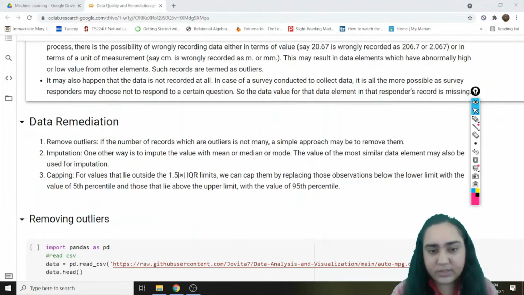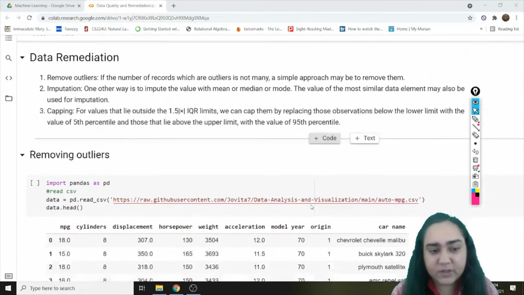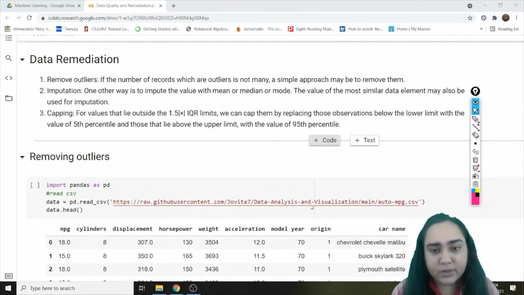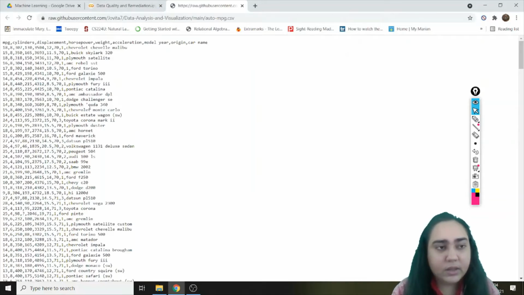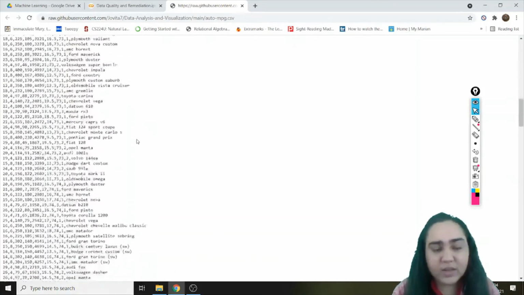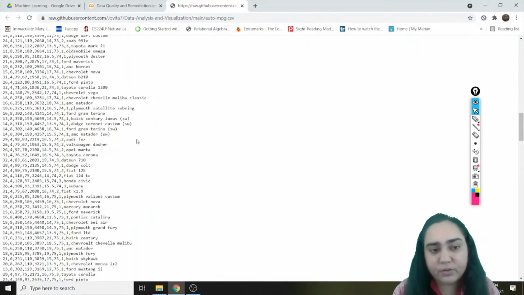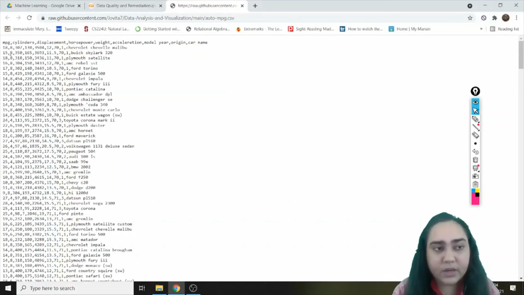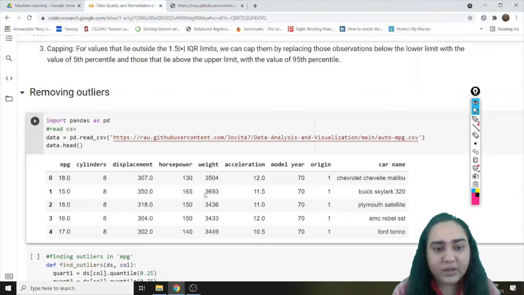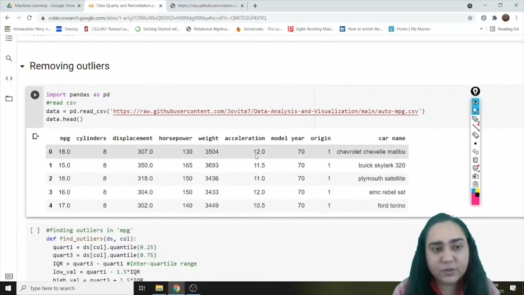Let's now see practically how you can implement some of these things. So let's talk about removing outliers. So here I have a code where I'm using this AutoMPG dataset. Once again, if you want to look at it, this is what the dataset looks like. It contains all this data, and I believe it has approximately 400 rows. It contains data about different car models, their miles per gallon, cylinders, displacement, horsepower, weight, acceleration, model year, and origin. And here I have printed out the first 5 rows for you to see.